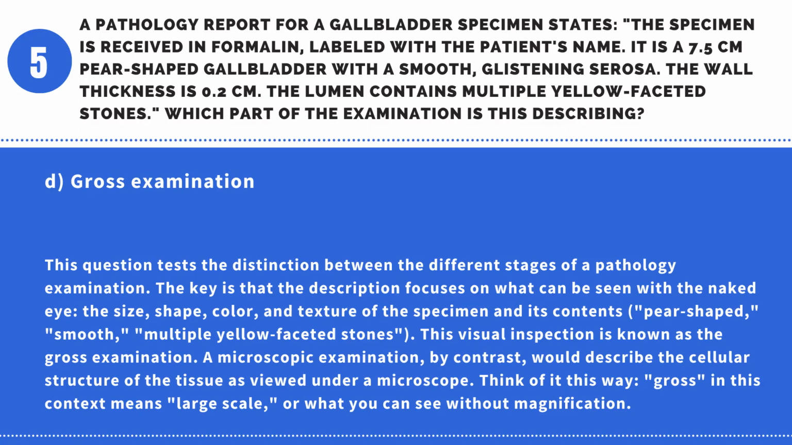A microscopic examination, by contrast, would describe the cellular structure of the tissue as viewed under a microscope. Think of it this way: gross in this context means large scale, or what you can see without magnification.